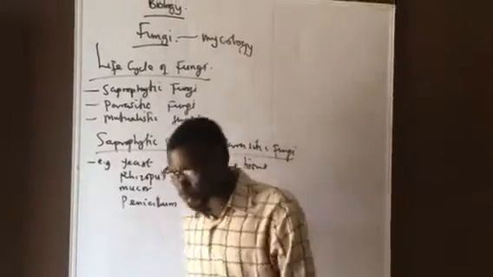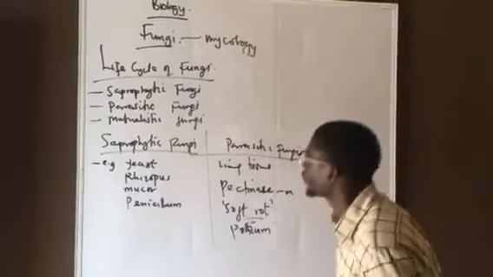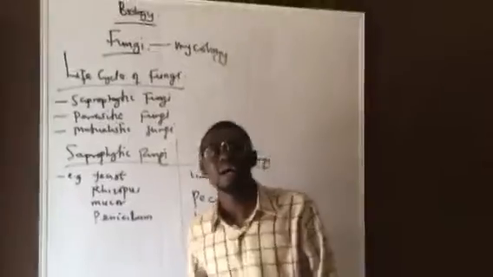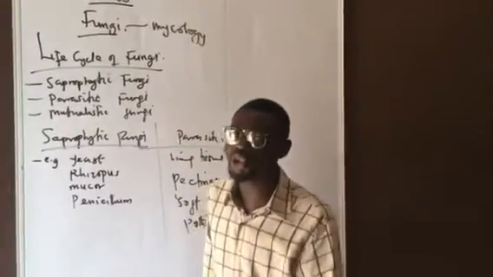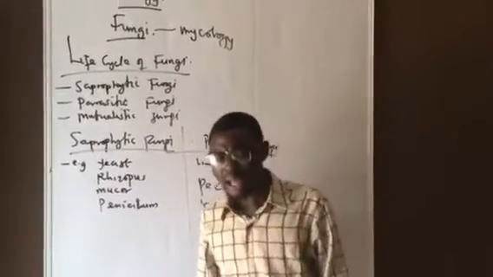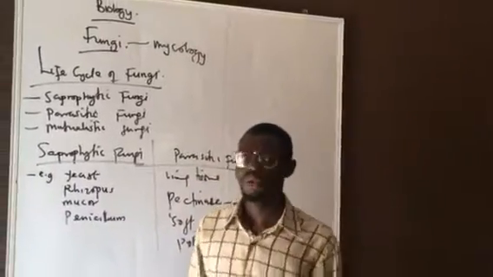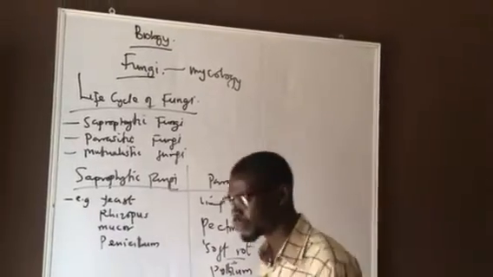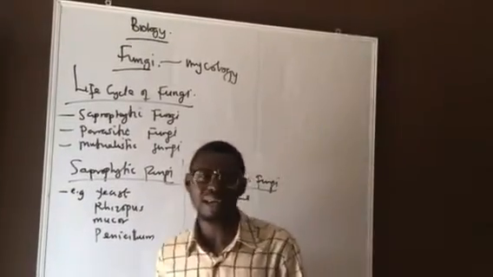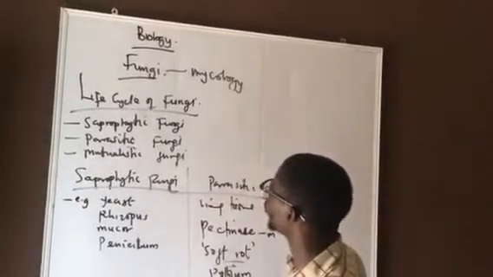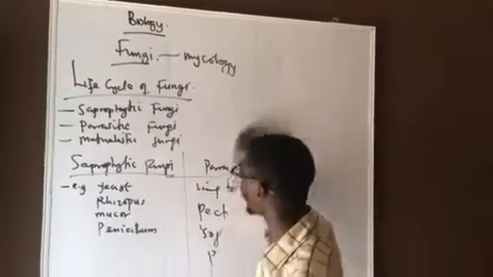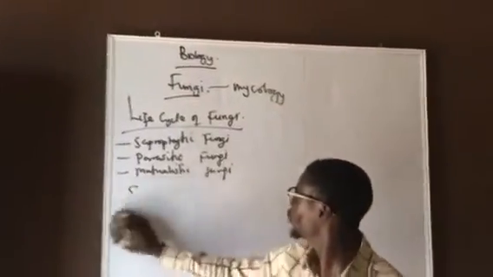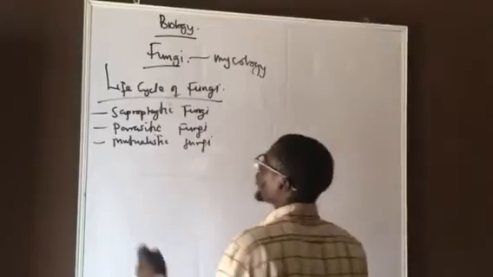So now we want to understand the life cycle. Let's start with mutualistic fungi. They are the fungi that have a relationship with another organism. They have a symbiotic relationship, a close relationship with another organism, and they share properties, they share characteristics. An example is lichen, which we will discuss later, but let's talk about the life cycle of saprophytic fungi now.